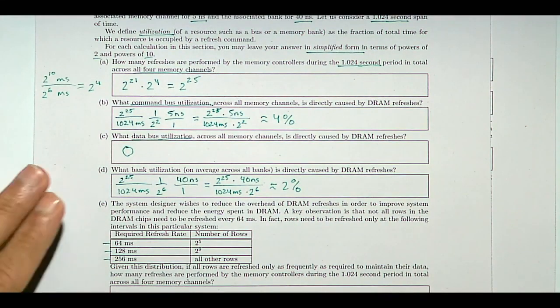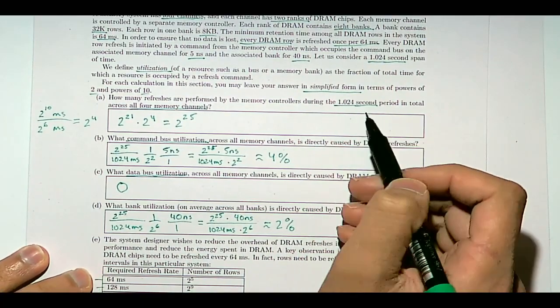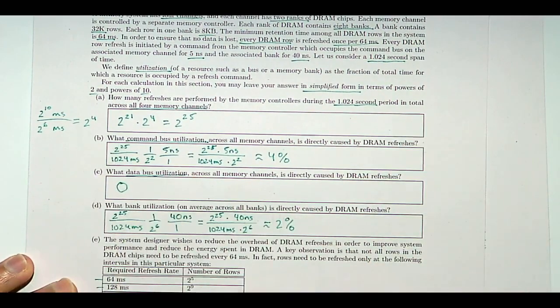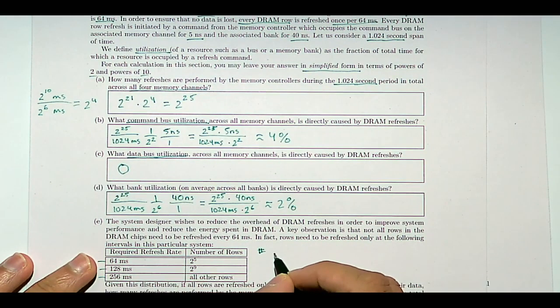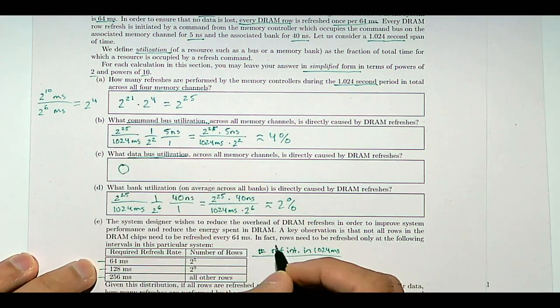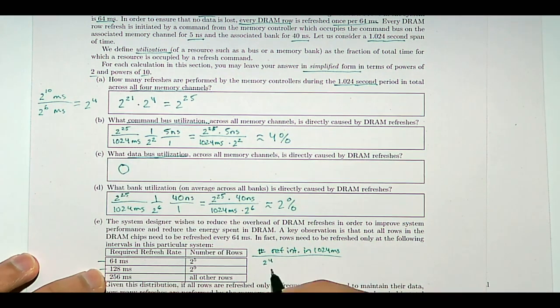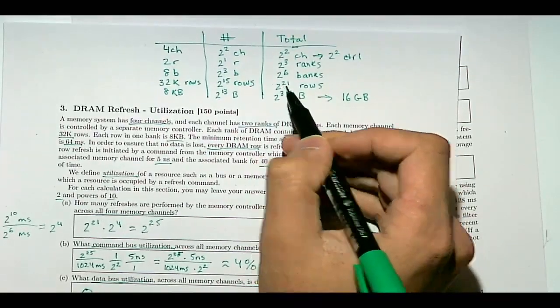So we started off here by defining how many of these 64 millisecond refresh periods were in the interval we're considering, right? And so it ended up being 2 to the 4. So we can do the same thing here and, for each of these different refresh rates, compute the number of refresh intervals in a 1024 millisecond period. And so for 64 milliseconds, it's the same, right? There's 2 to the 4 of them. For 128, it's 2 to the 3, and for 256, it's 2 to the 2. And then the number of rows that are refreshed in each period, so we have 2 to the 5, 2 to the 9, and then all other rows. And so to figure out what that value is, we know the total number of rows in the system, which was 2 to the 21.